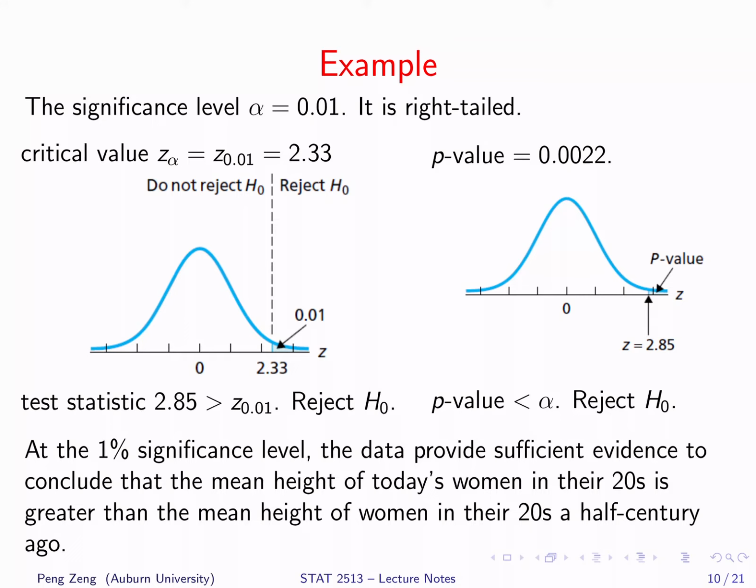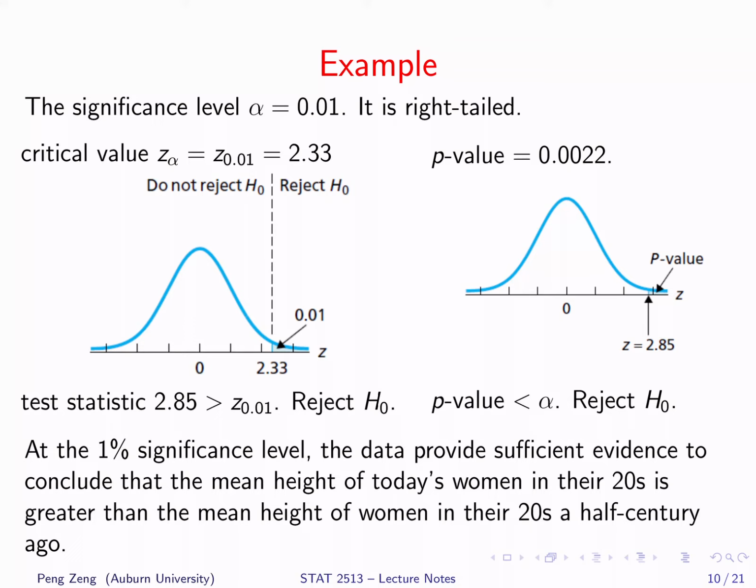Compare the test statistic with 2.33. The test statistic is larger than 2.33. It falls in the rejection region. Therefore, we reject H0. We can also use the p-value approach. The p-value for a right-tailed test is the probability to the right of the test statistic. The test statistic is 2.85. We need to find the probability to the right of 2.85. Using the standard normal table, we can find that the p-value is 0.0022.